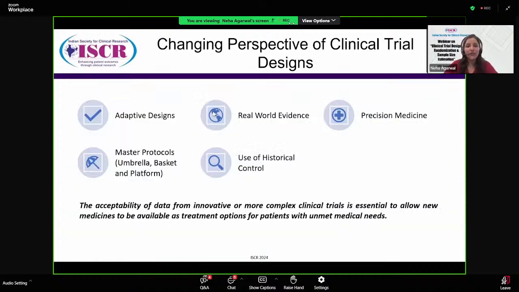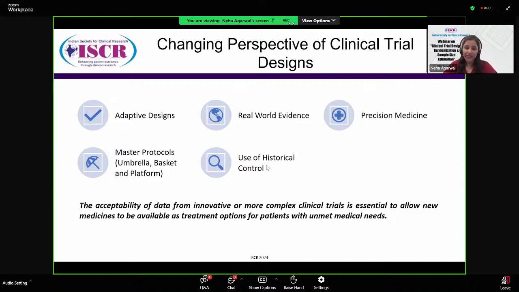Then coming to the changing perspective of clinical trial designs, we have already discussed adaptive designs and how they are helpful. Then I've already covered the use of historical control. But yeah, RCTs are really time consuming and expensive, and we really want, with innovative approaches, to make this process faster and more efficient, so that drugs or medicines can reach the patients as per the requirements. So here we are doing different kinds of things now.